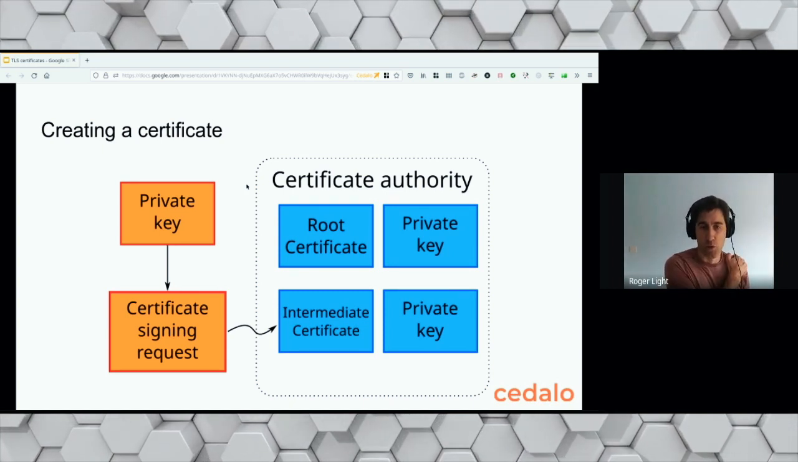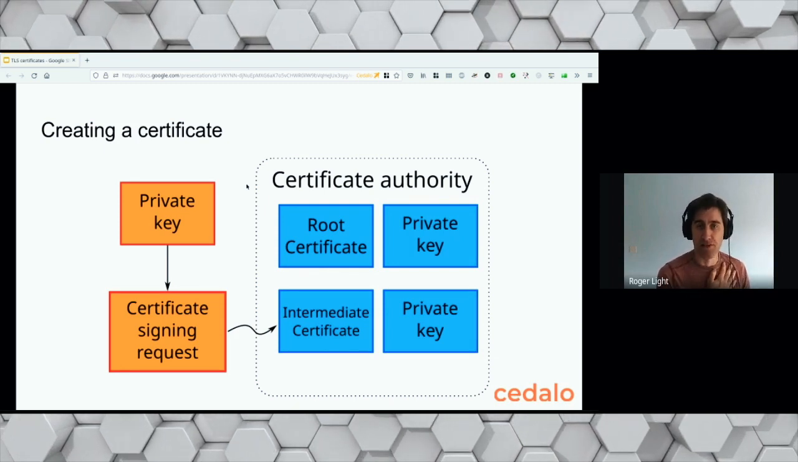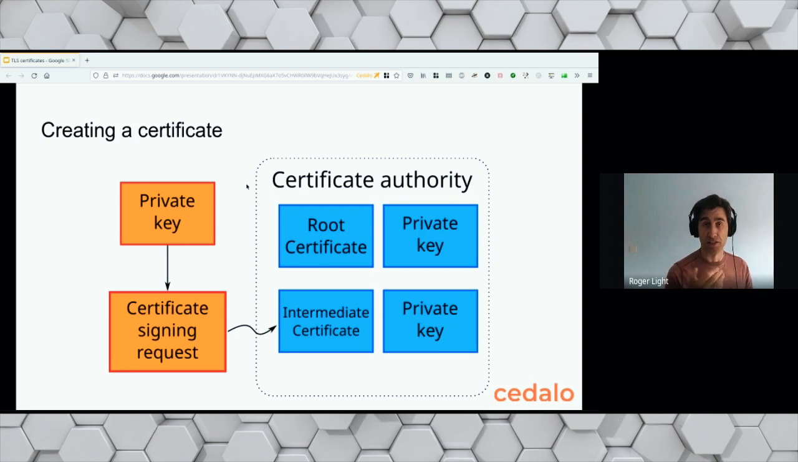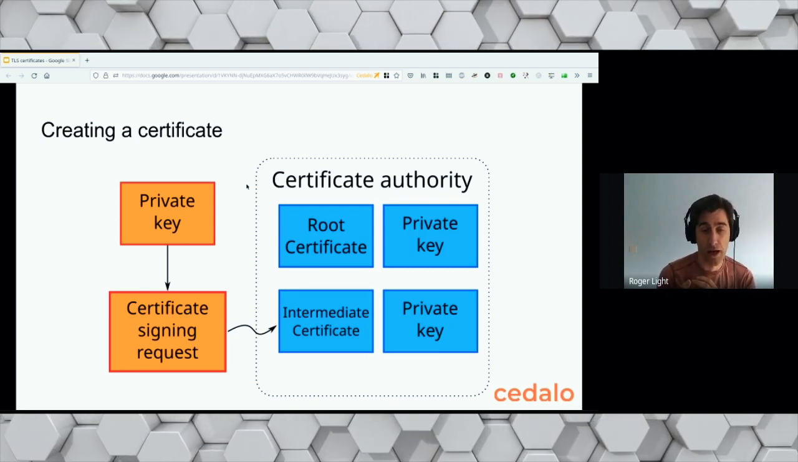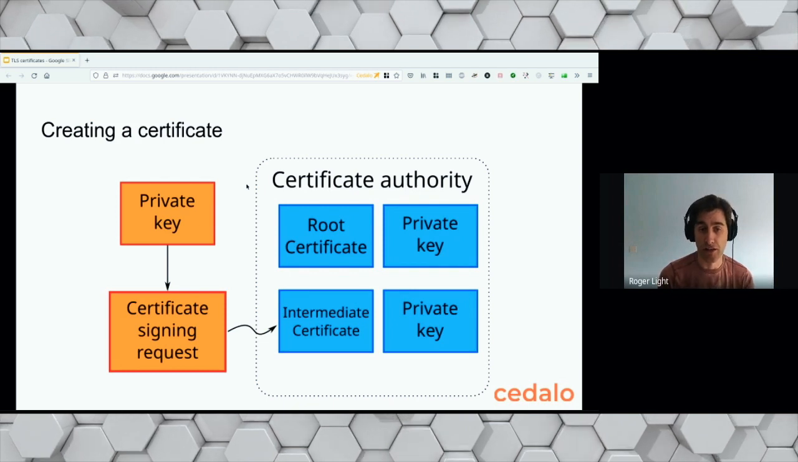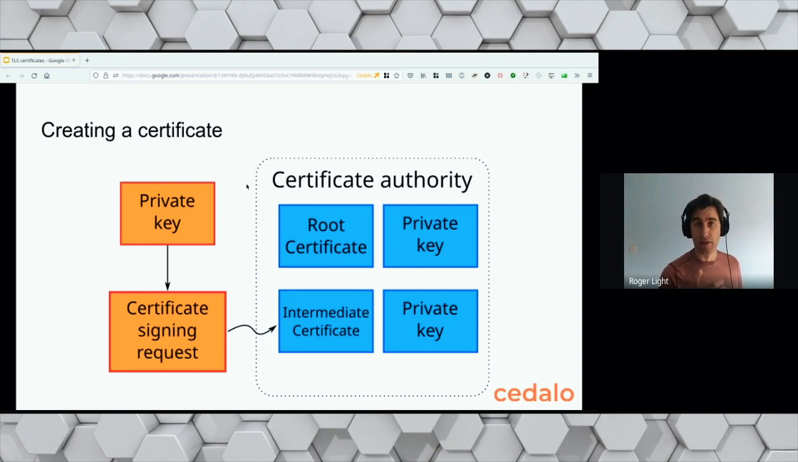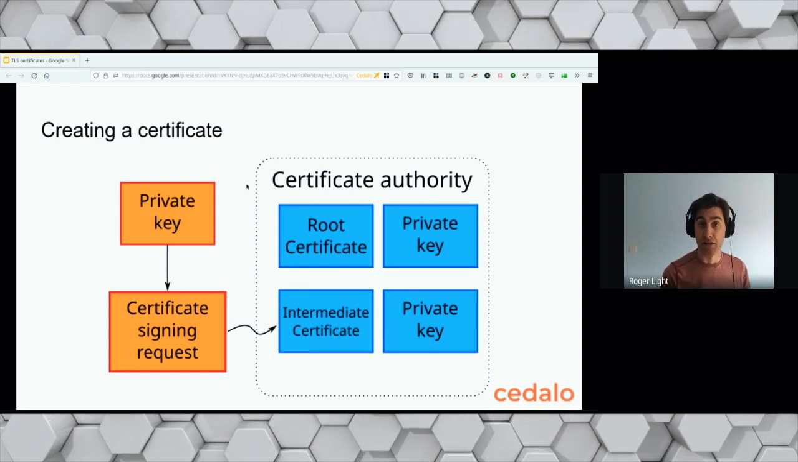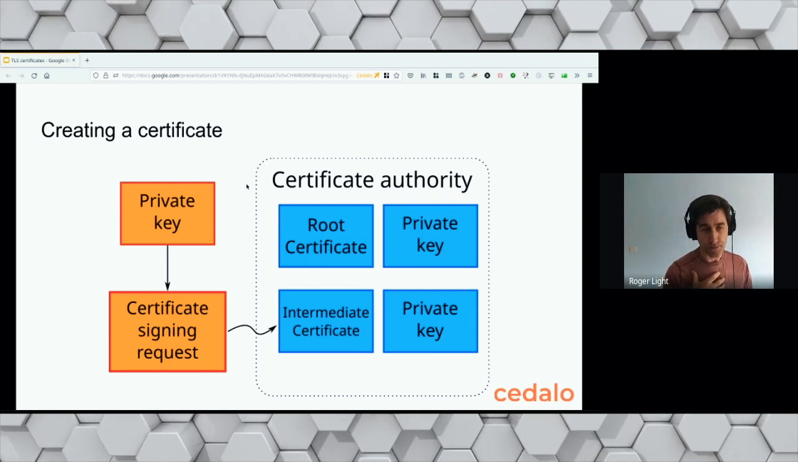So what typically happens on a sort of crude level is the certificate authority have their root certificate, which is the final certificate in the chain, or the first certificate in the chain. That will then sign an intermediate certificate that you can see there as well. And then the intermediate certificate is used to sign any server certificates that are required.